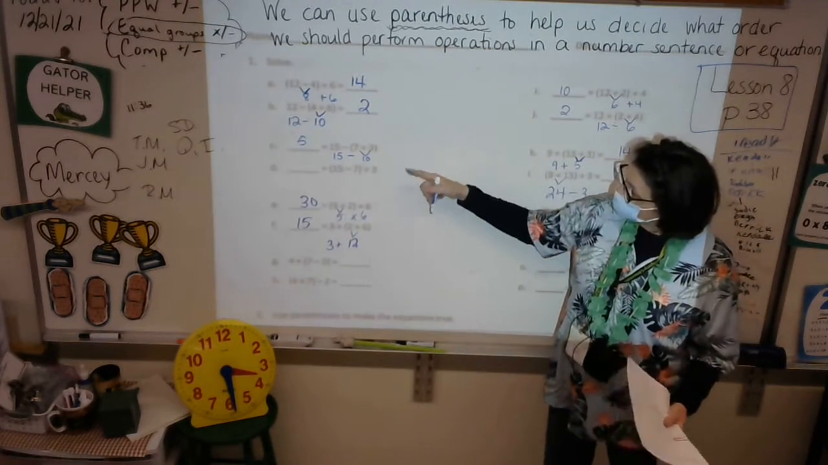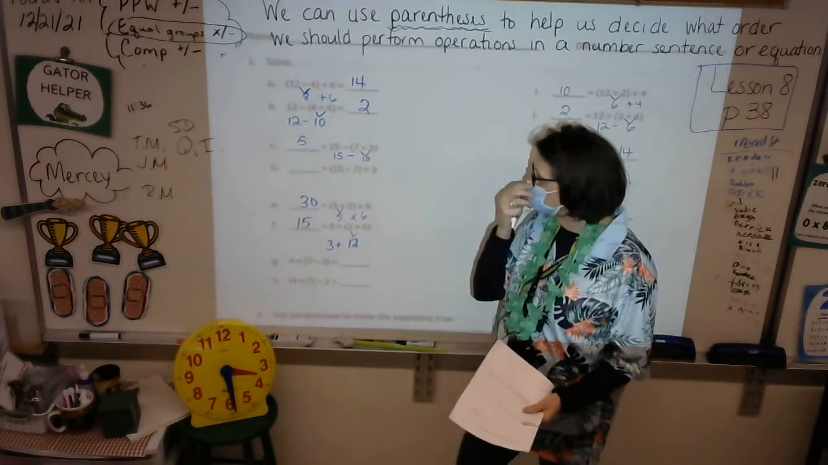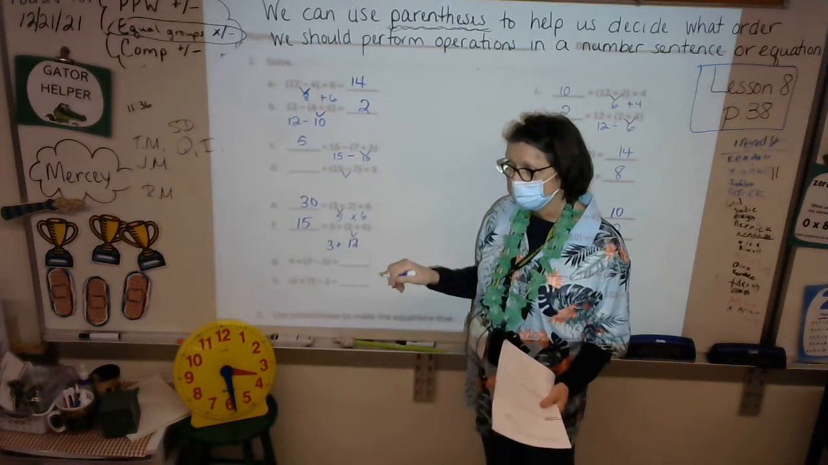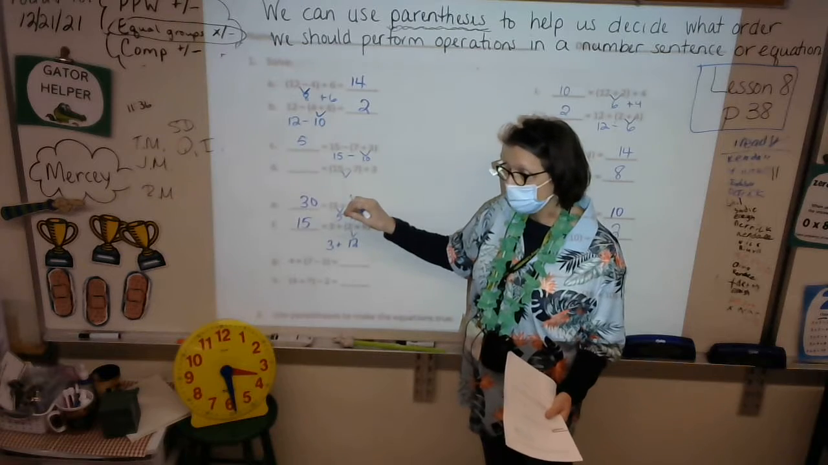Okay, now if we change it around and we put 15 minus 7 in parentheses, what is 15 minus 7? Amelia, do you have that one? 15 minus 7? Devon, what's 15 minus 7? What is it?